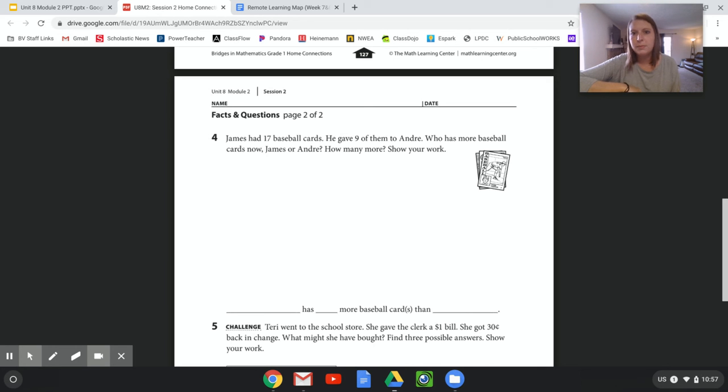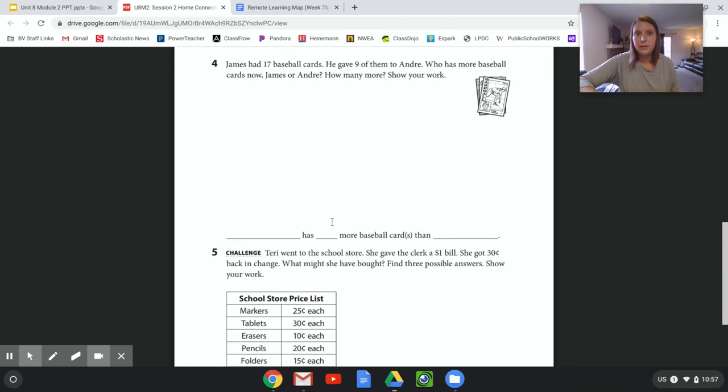James had 17 baseball cards. He gave 9 of them to Andre. So we need to figure out, well, okay, after he gives 9 of them to Andre, how many does Andre have? How many does James have? Then you can answer the question, who has more baseball cards now, James or Andre? Then another question, how many more does that person have? Okay, that's a little bit of a tricky one.